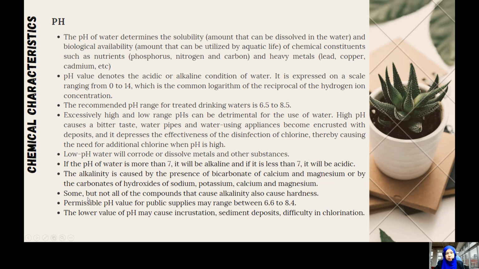Some, but not all, of the compounds that cause alkalinity also cause hardness. The principal pH value for public supply may range between 6.6 to 8.4. A lower pH value may cause corrosion, sediment deposit, and difficulty in the chlorination process.